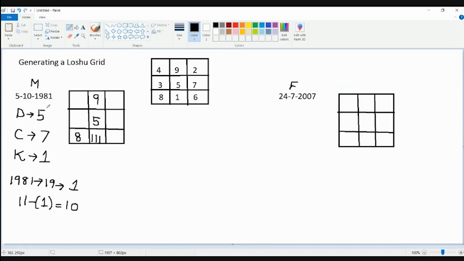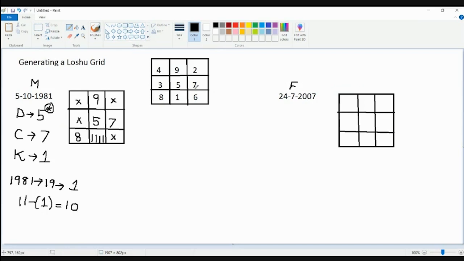Now what was the exception in this case? Here the driver is coming out to be 5. We have learned that if the date of birth lies between 1 to 10, or if the date is 20th or 30th, then you will not enter the driver in the Loshu grid. In this case, the date is 5, so we are not going to put the 5 again. The conductor we will be putting in, so 7 here, and the Kua number also 1. The rest of the cells are blank.